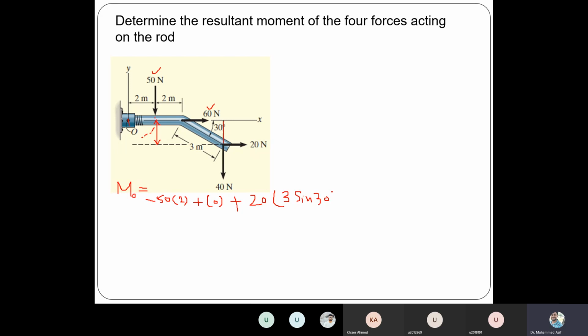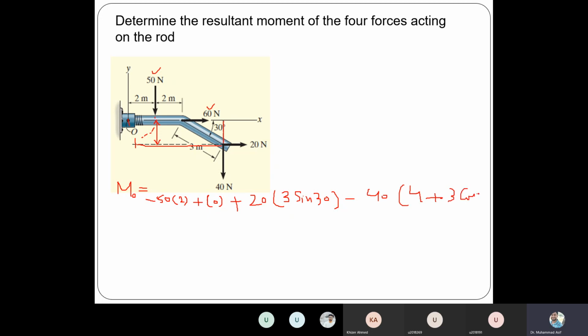And then about the 40 Newton. This is the moment arm for 40 Newton, and this rotation is in the clockwise direction, so this will be negative. So 40 times the moment arm. What is the moment arm for 40? 4 plus 3 cos 30. Yeah, 4 plus 3 cos 30.